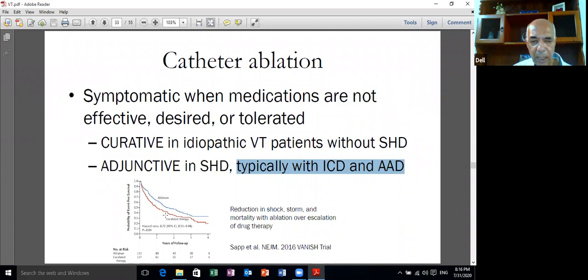So don't escalate. This is a typical multiple choice question. You are given different choices. Do you increase the drug? Do you increase loading of amiodarone? Do you add mexiletine, or do you ablate? The answer is ablate, because of the VANISH trial published 4 years ago.